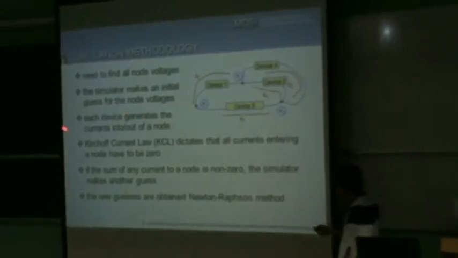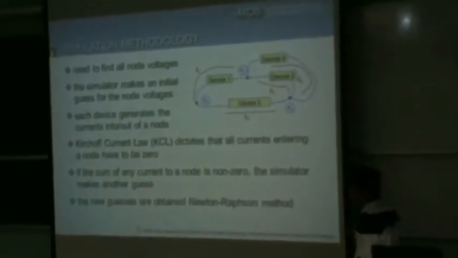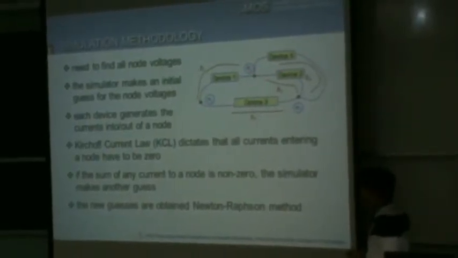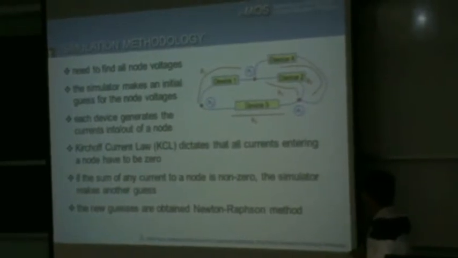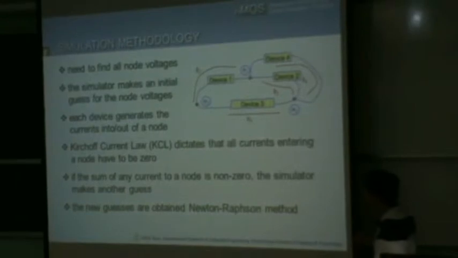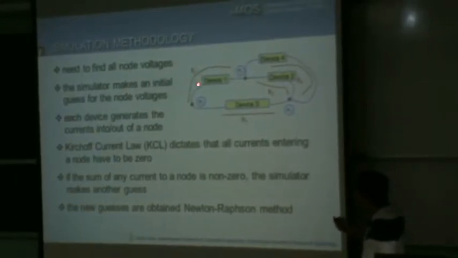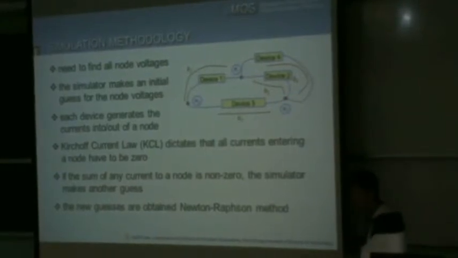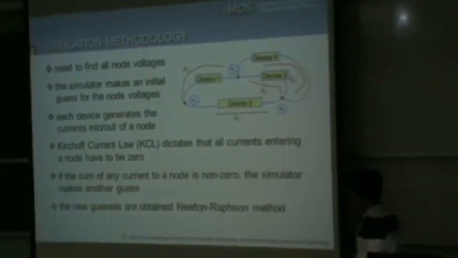Now, according to KCL, all currents going into a node sum to zero at all times. But at the beginning, you just arbitrarily guess the voltage. As a result, there's no guarantee that the currents at any node will sum to zero. If that's not the case, then the simulator will make another guess.